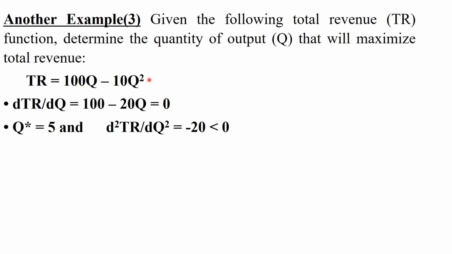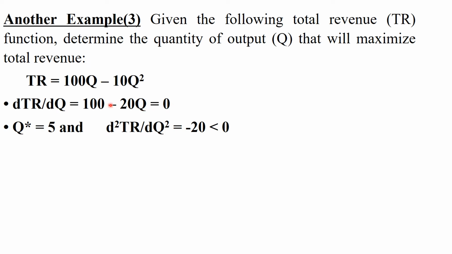Okay, let's go here again and say 2 times 10 equals 20. 2 minus 1. Why minus 1? Because you are still talking about the first derivative. 2 minus 1 is 1. Q power 1 means Q. But the slope is always 0, so we have to say 100 minus 20Q equals 0.